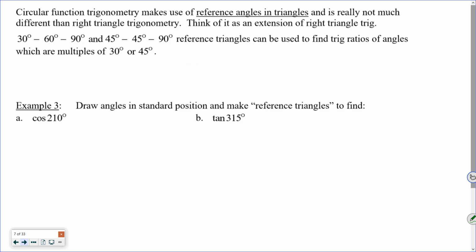All right, so it says circular function trigonometry makes us use reference angles and triangles. It's not really much different than right triangle trig. Just like we did right there, you draw that triangle. It says think of it as an extension of right triangle trig. The angles we use a lot are the 30, 60, 90 or 45, 45, 90. So they're really important if we want to find those different values on that circular function.